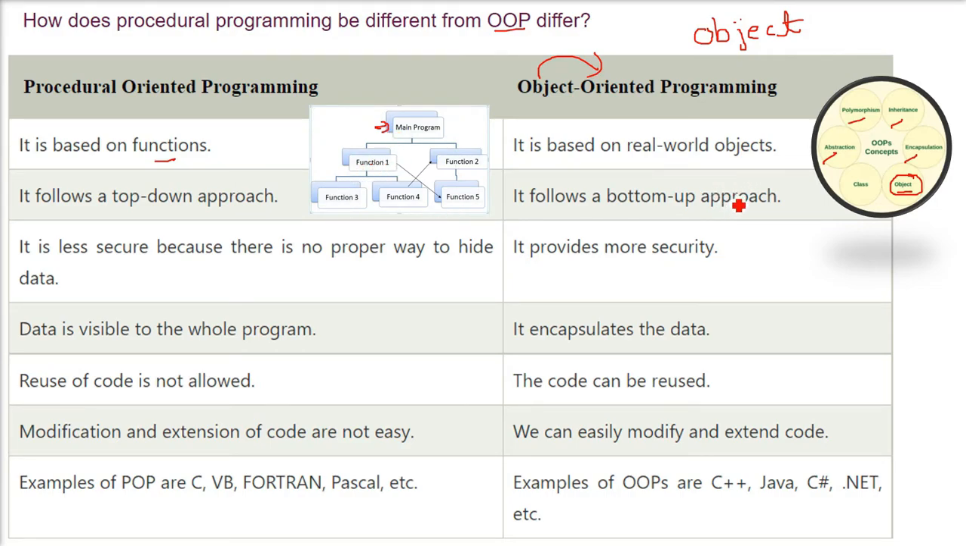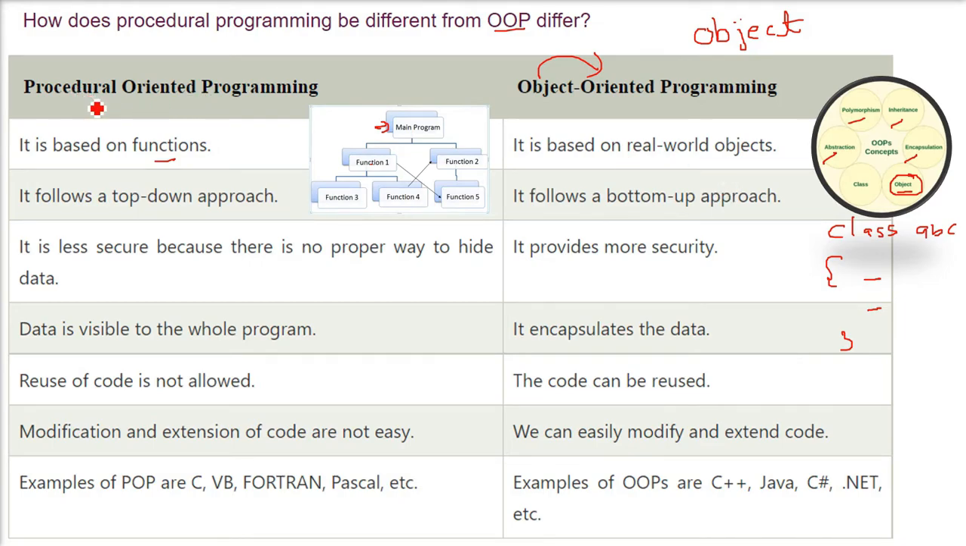Object-oriented programming follows the bottom-up approach. First, we make the classes, we bind the data variables or data items with the functions, and then we combine the classes, or collaborate the classes. And that is how it forms a bottom-up approach.